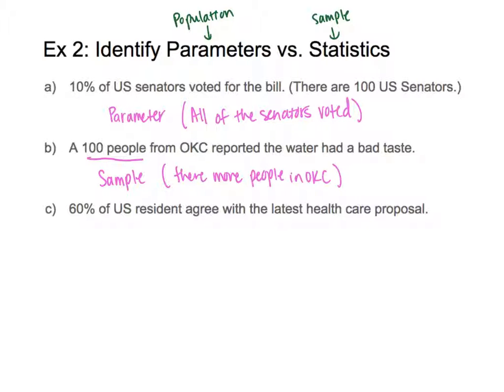Actually, let me rewrite this. Let's write it this way. So there are more than 100 people in OKC. That sounds better.